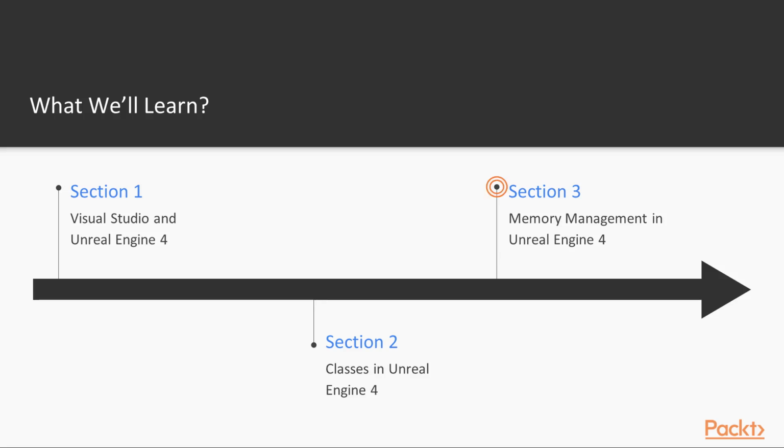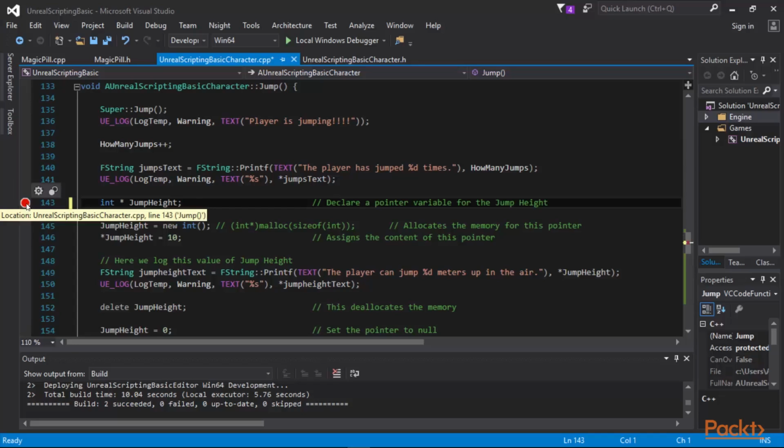And section 3 of the introductory concepts title would cover memory management, how effectively you can work with the Unreal Engine's reflection system and the garbage collection system to make sure that there aren't leaks, memory leaks, and other types of inefficiencies in your program.